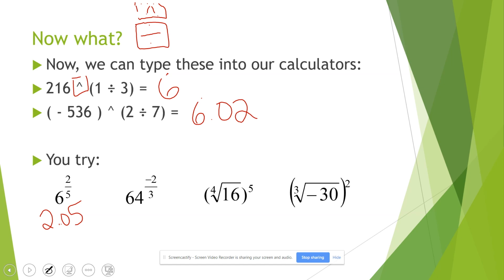64 to the negative 2/3 power. Remember, that negative never makes a negative answer. We just know that it should be small, which it is. It's 0.0625.